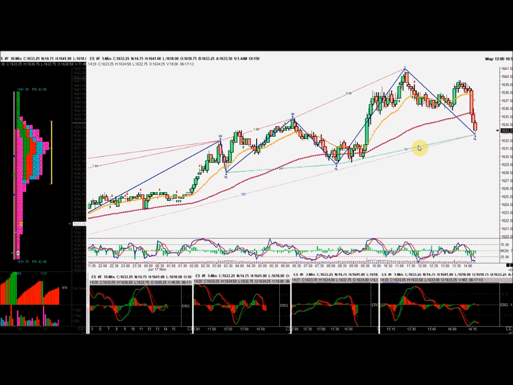What's going to happen? Frankly, there's nothing on this chart that can tell you what's going to happen next. You just don't know. But what you can do is mitigate your losses and look at the probabilities. And this was a low risk, or a low probability trade.